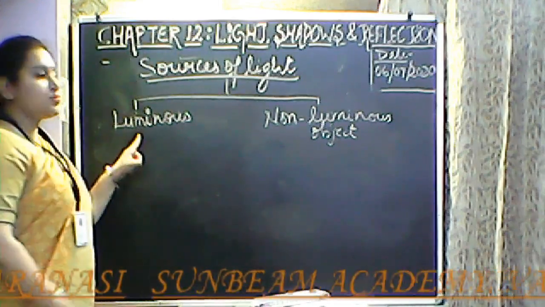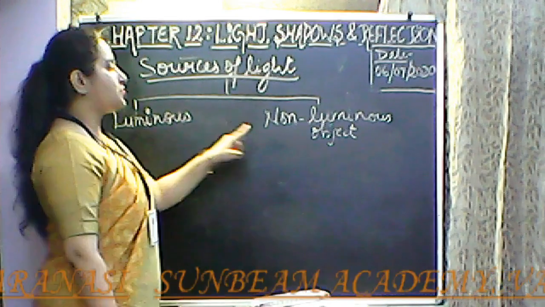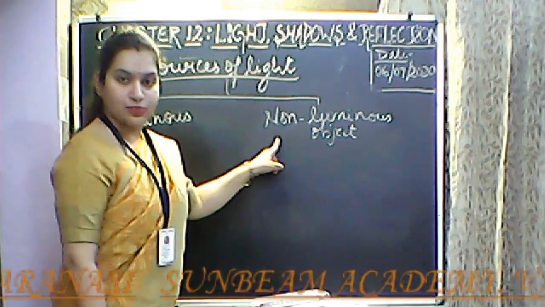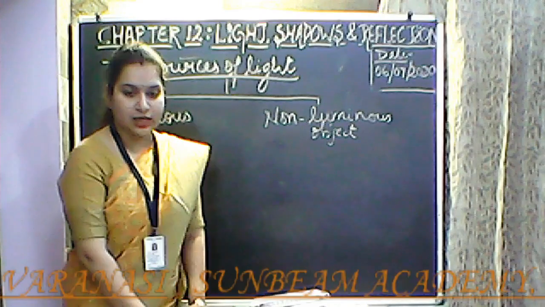So the objects that can emit light are called luminous objects. The objects that cannot emit light are called non-luminous objects. Okay? Now we'll see further to make it more clear.